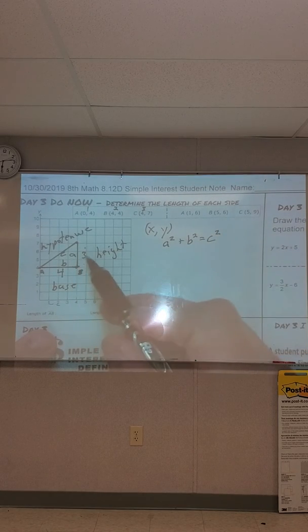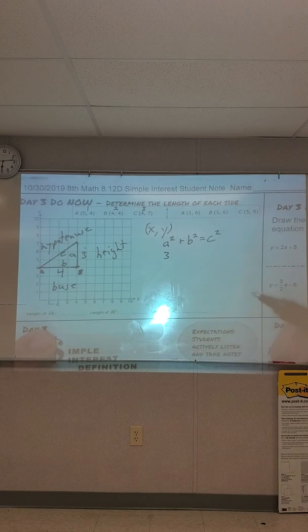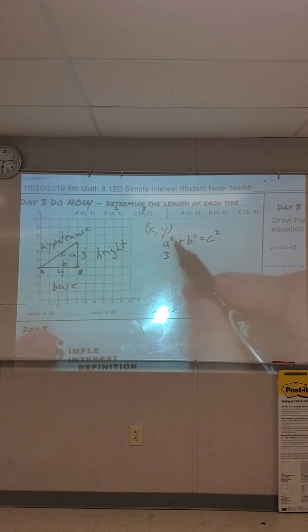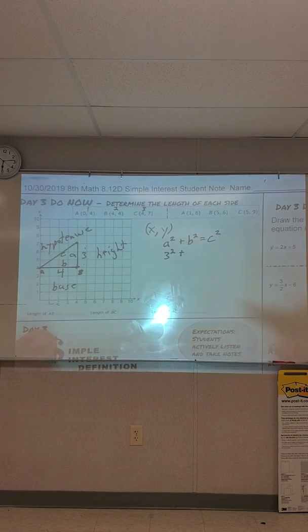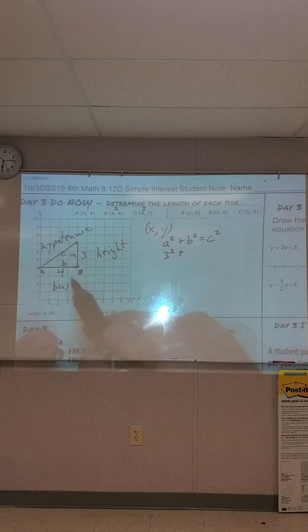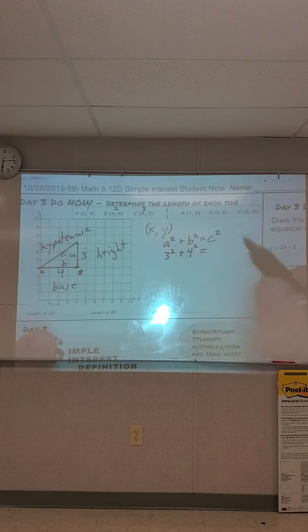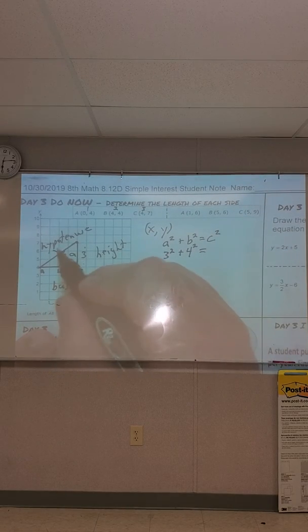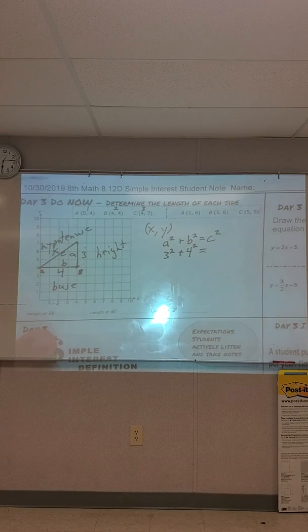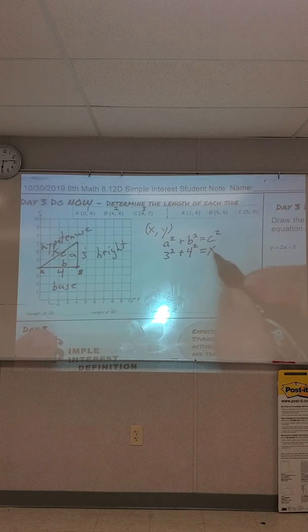Now we're saying side A is 3 units long. So wherever there's an A, we put a 3. And since we're squaring the A, we also square the 3. And we're going to add that to the length of side B, which is 4. We're squaring B, so we would square the 4. And we do not know the length of side C, so we use an x. That x is some number. It's a particular number. We just don't know which number it is, but we're going to use the x to show that we're looking for a number right there.